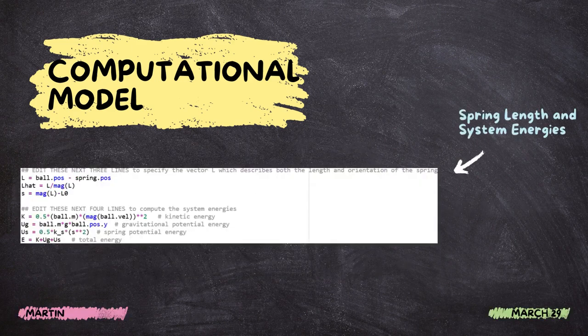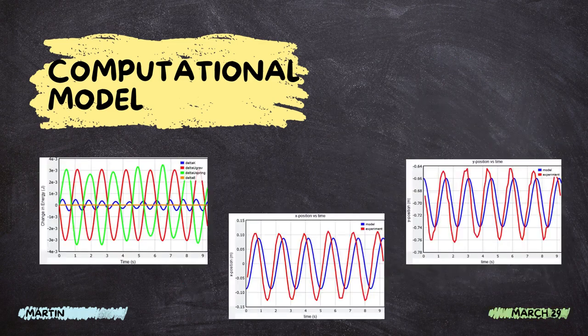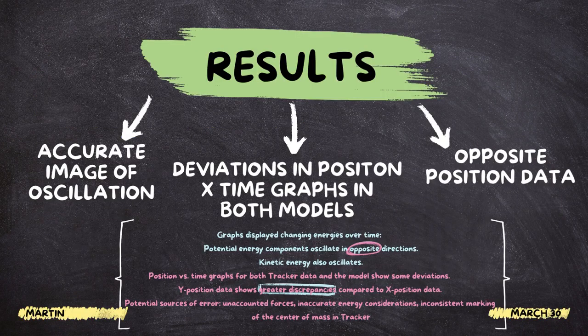The equations for the spring constant and relaxed length were verified using mathematical derivations. The model incorporated equations for distance from relaxed length, energies involved, net forces, and update formulas. The model compared the Tracker analysis with the computed motion. The computational model generated an animation showing the oscillatory motion of the mass.